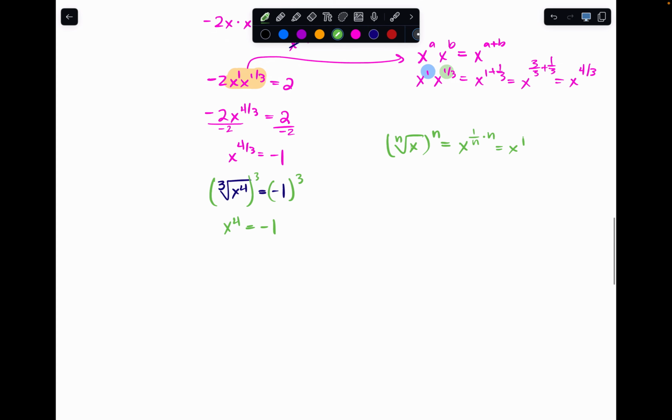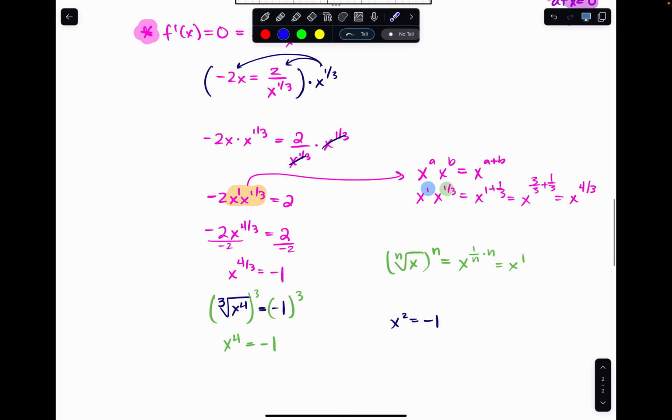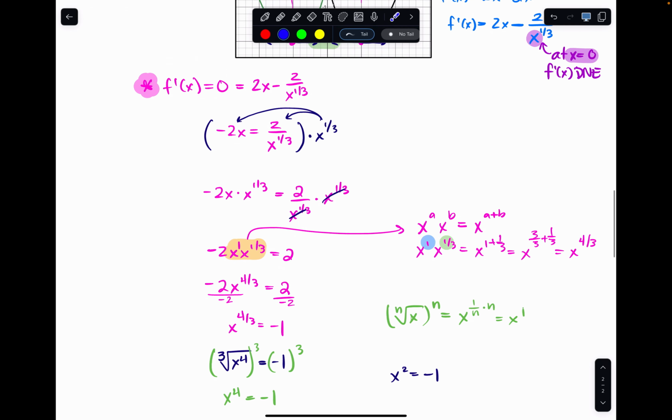So now I'm taking the 4th root, just like if x squared equals -1, you'd take the square root, which is a problem, because why? You can't have an even power equal a negative. So that means we made a mistake, and that's fine. This happens. Let's find our mistake. Ah, I see it.